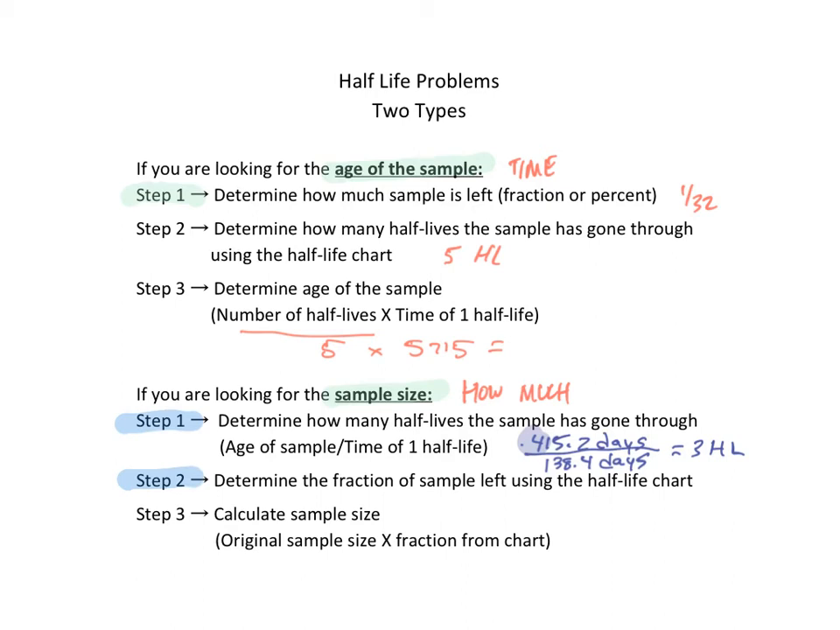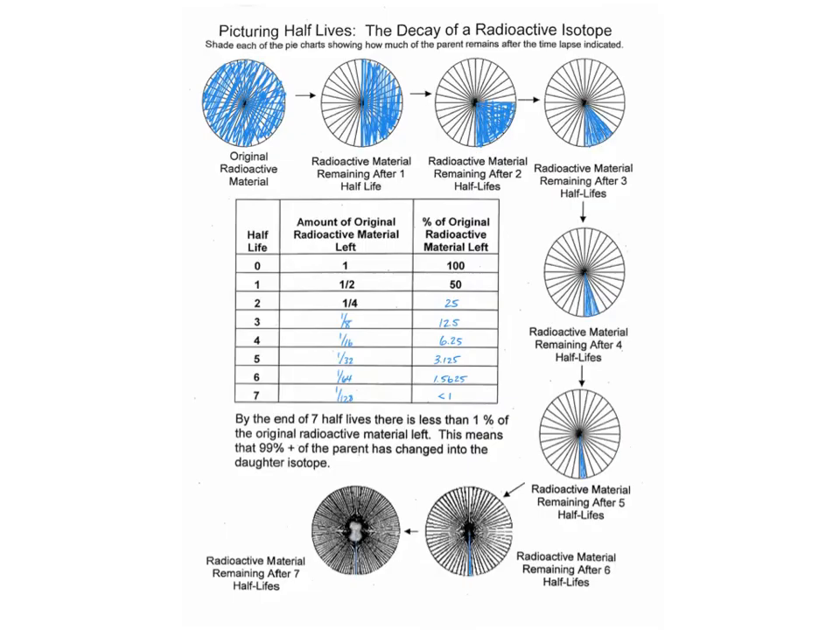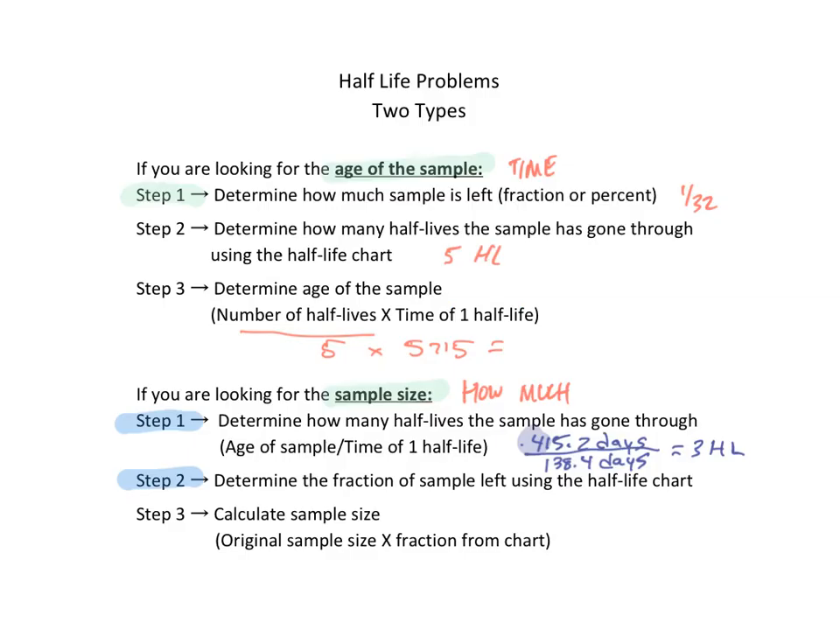So from there, step 2, I determine how much is left over, what fraction is left over using that half-life chart. So let's take a look at that. If I went through 3 half-lives, I have 1/8 remaining, or 12.5%. So I'm going to focus on this 1/8 remaining. I'm just going to update my chart here. I have 1/8. That was the fraction of the sample left over.